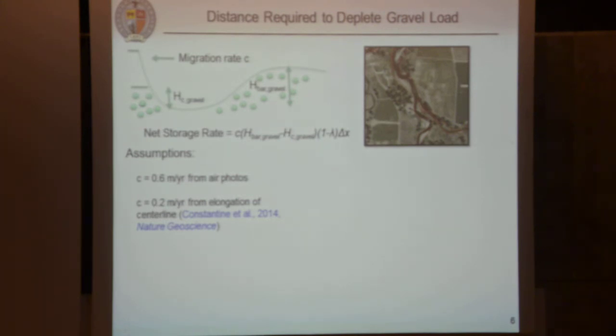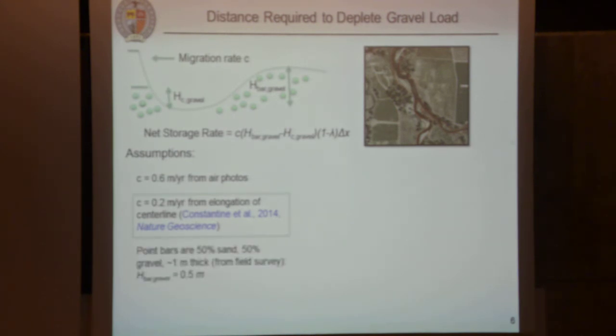Oxbow lakes form because the channel migrates and sinuosity increases. So given their overall relationship between oxbow lake formation and channel migration rates normalized by channel width, you can back out a relation that gives you a migration rate as a function of the elongation rate of the centerline. On this system, we actually did have measurements of the centerline elongation rate. We had no cutoffs, but we still could back out a migration rate. So probably lower than what we got from the air photos, but still tens of centimeters per year. And I'm pretty confident that that's the case.